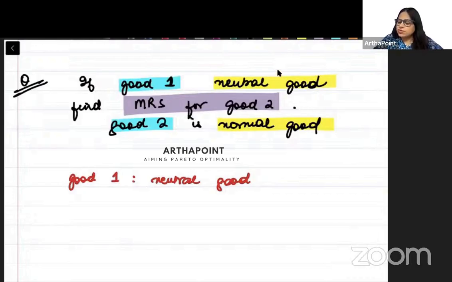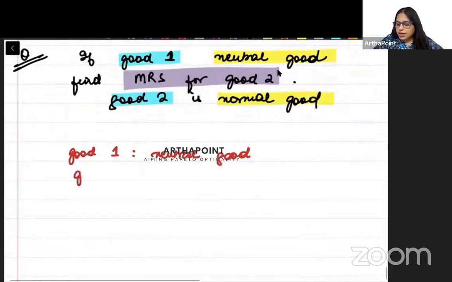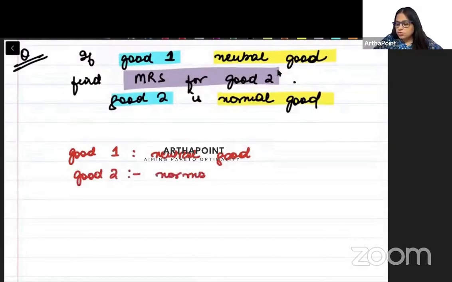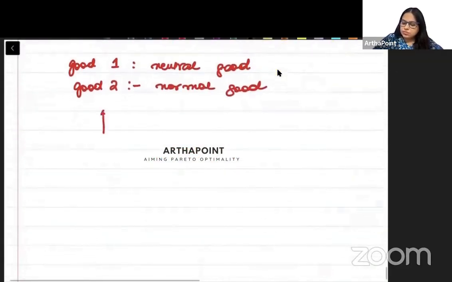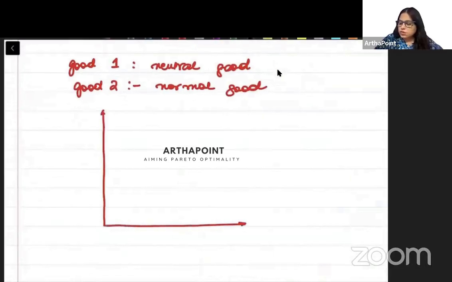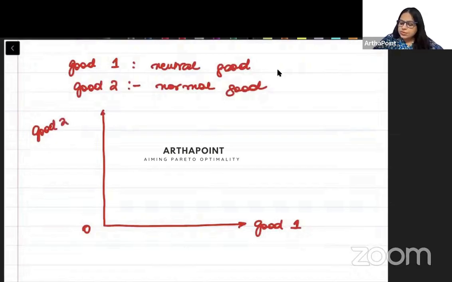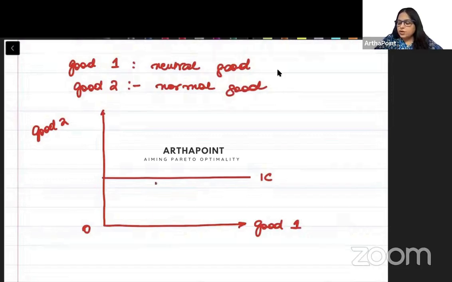देखो ध्यान से. It says good 1 is neutral good and good 2 is a normal good. So how will you draw the indifference curve? Good 1, good 2. This will be your indifference curve. Good 1 का कुछ भी quantity हो, it does not matter. It is going to keep your utility unchanged. आपका utility change नहीं होगा.